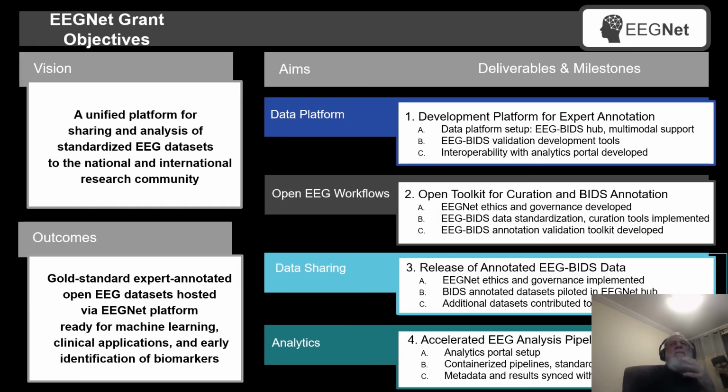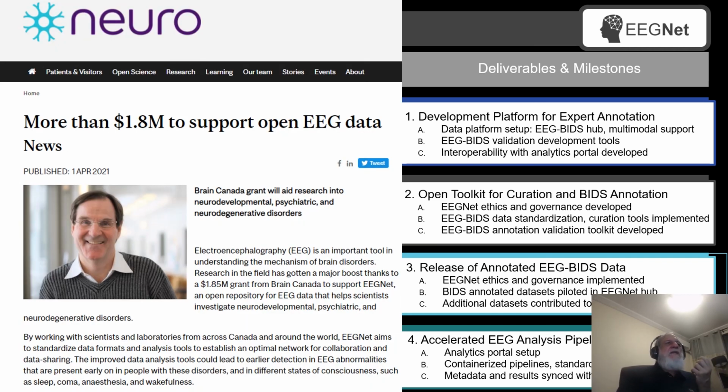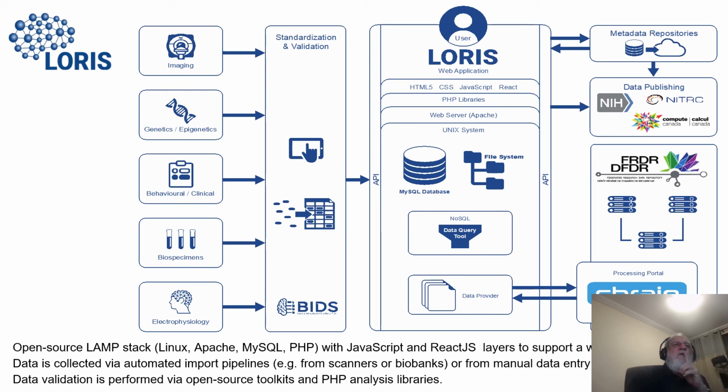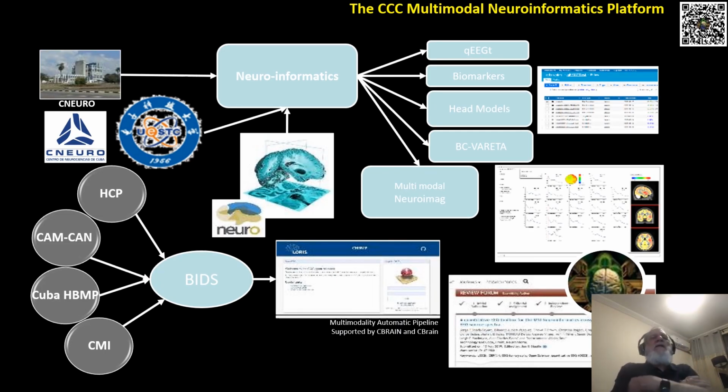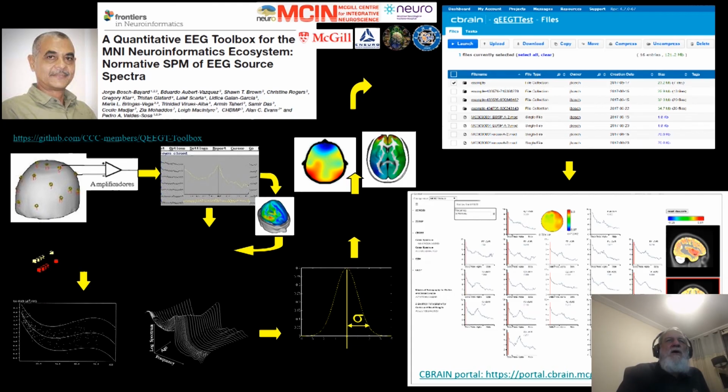I'd like to mention that as a consequence of this, there's a new project that's called qEEGnet. This is a project that Alan Evans wrote in the name of Canadian investigators and others. And this grant will develop several things that are, I think, very interesting in terms of the discussion we're going to have. We base our work in this sense with the Canadian Open Neuroscience Platform based on LORIS and Brainbrowser. And we've created what we call the CCC Neuroinformatics Platform. This is Cuba, China, and Canada. And we've made available a number of data sets.